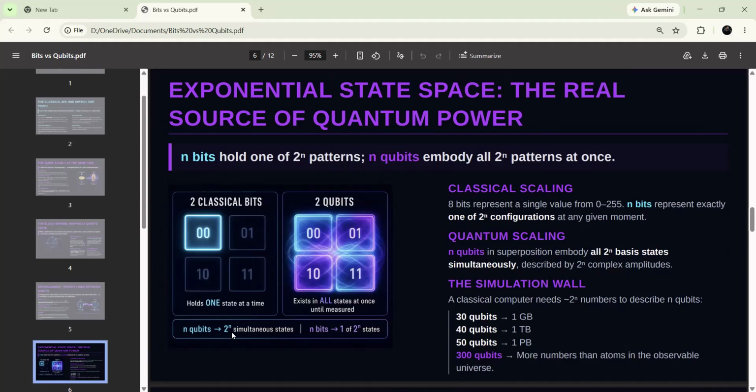And if you take n qubits, you are going to have 2^n simultaneous states. But with n classical bits, out of 2^n states, it is going to consider only one state.